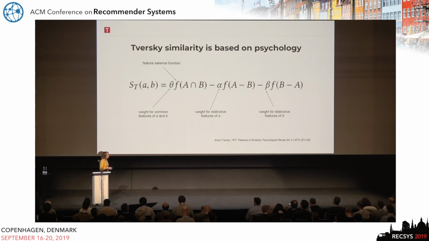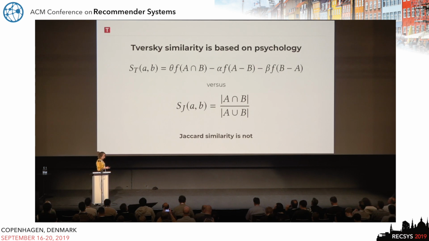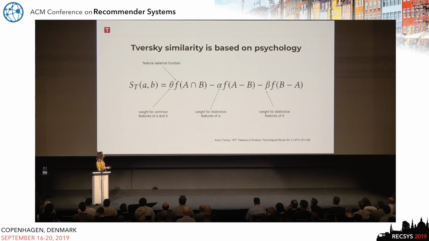Well, fortunately, in the field of psychology, they've long been studying how humans make these kinds of decisions. So what I've got here is a fairly old model from the behavioral economist Amos Tversky for user judgments of similarity. Given that you have two items A and B, you've got the shared set of features of A and B, the distinctive features of A, and the distinctive features of B.